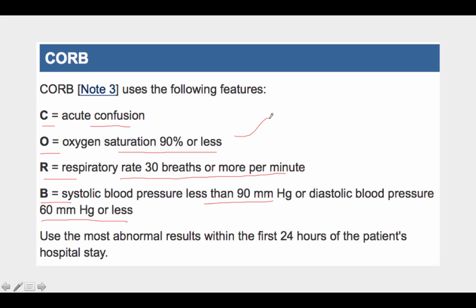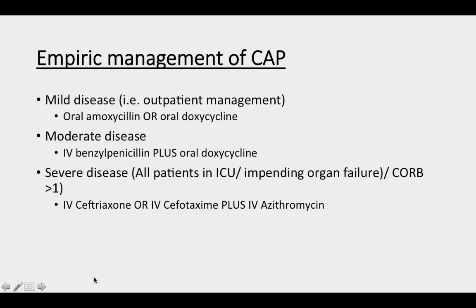Now, if you have none of them, you're probably a mild pneumonia. If you have one, you're a moderate pneumonia, moderately severe that is. And if you have two or more, then you are a severe pneumonia, and that indicates that you probably need an ICU admission. But anything over mild requires hospitalization. Okay? And like I said, depending on what category you fall into, the antibiotics that you'll need will vary as well.